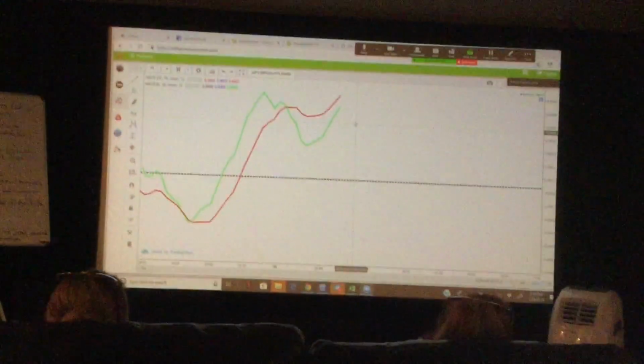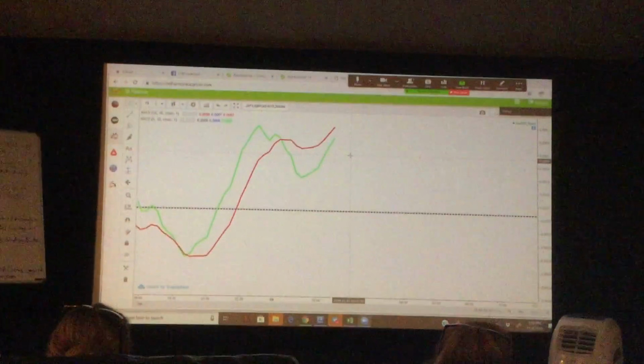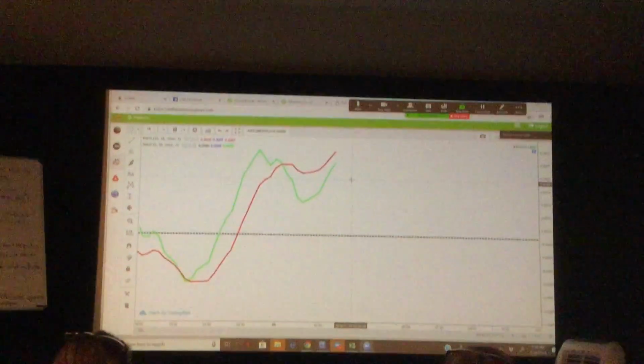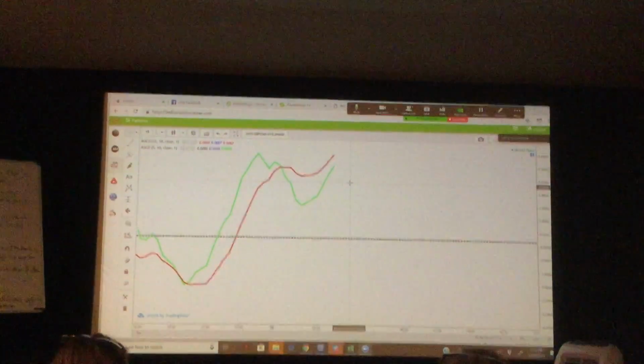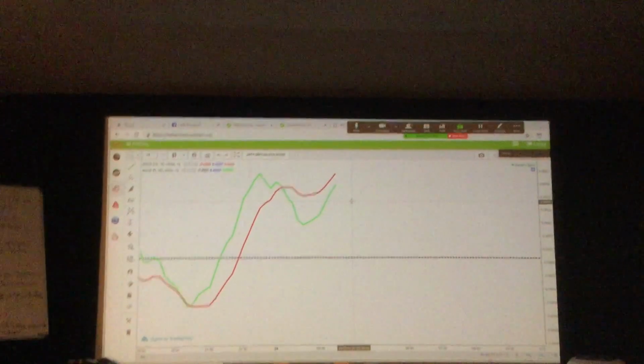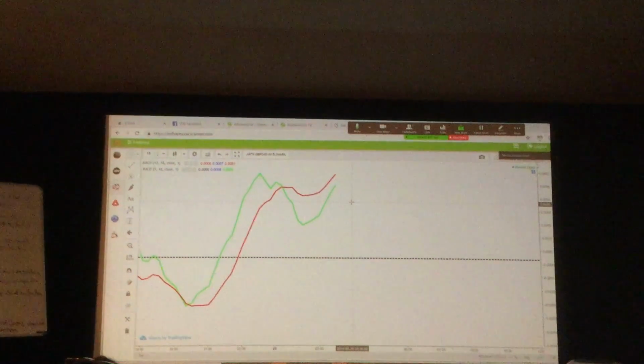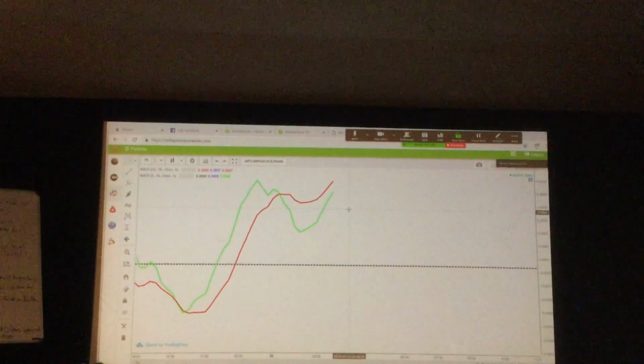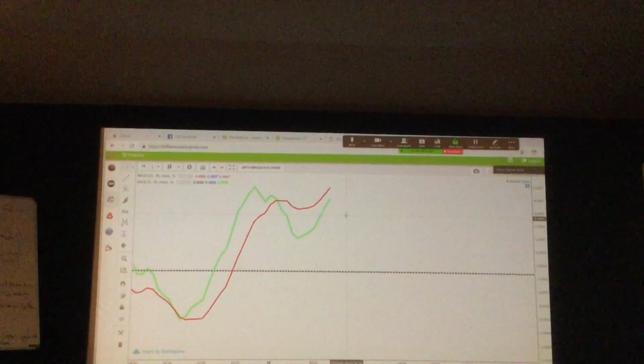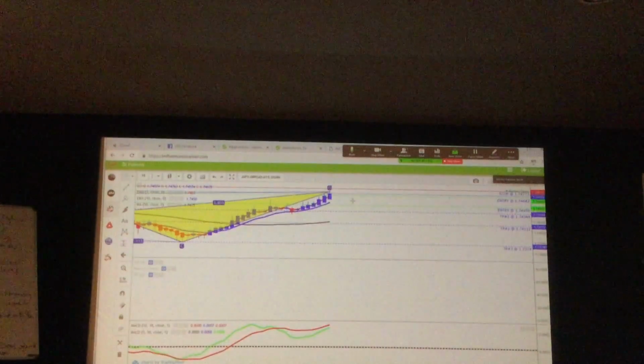I have a question. If I have to watch the axis, when do I consider the stop loss? I'm going to show you.